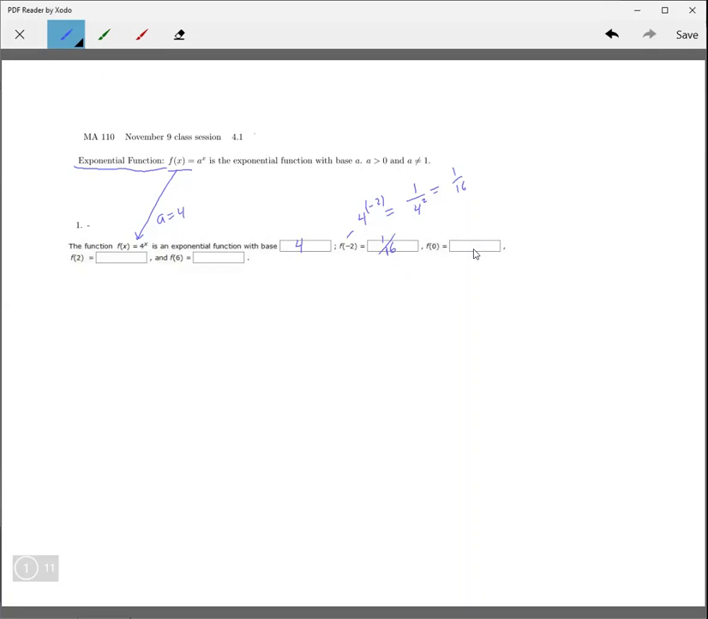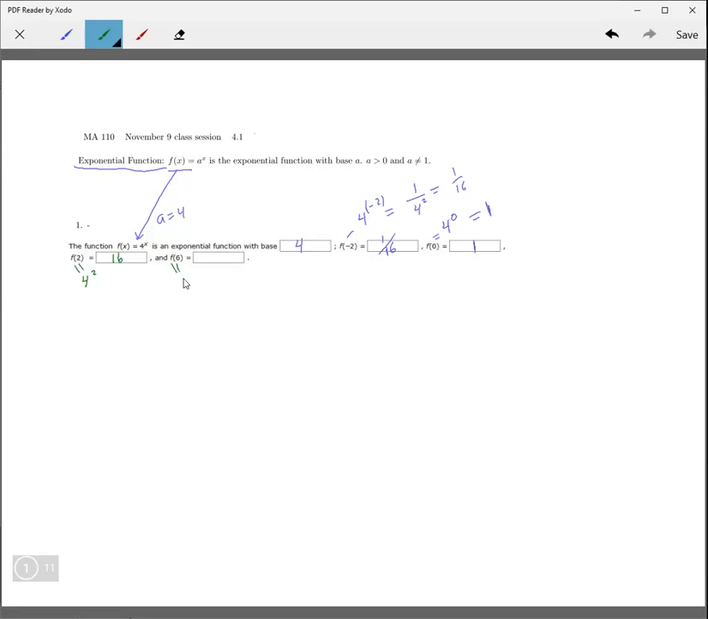f of 0, that's going to be 4 to the 0, which is just going to be 1. f of 2, that's 4 to the 2. So you're just replacing this x with a 2. The idea is that over here, this x got replaced with a 2, so then this x is like, well, you replaced me with a 2 also. So that's going to be 16.